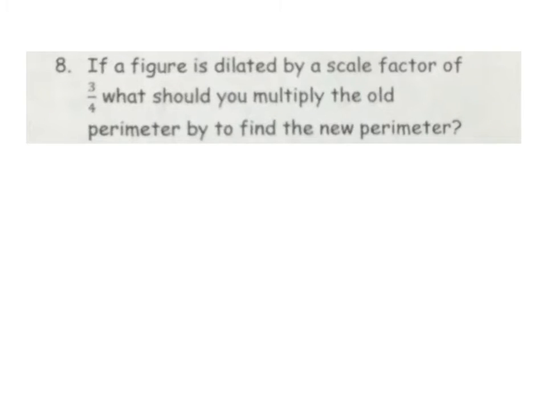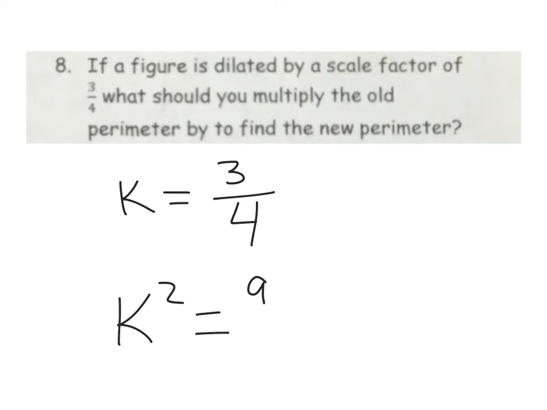Okay, if a figure is dilated by a scale factor of 3/4, what should you multiply the old perimeter by to find the new perimeter? So if my scale factor is 3/4, it's either going to be 3/4 or you're going to square it, which would end up being 9/16. Okay, so you're going to have to choose which one of these it would be.